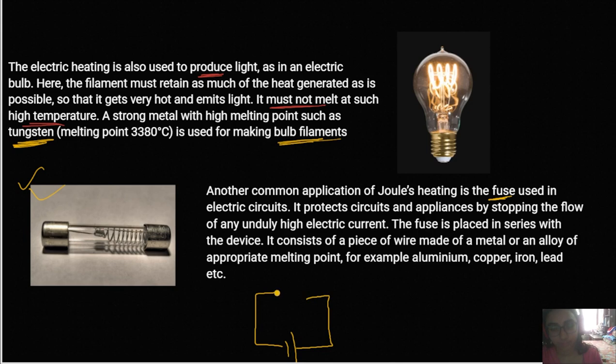So for example, what happens is that sometimes, if I tell you that this is a circuit and this is a bulb and current is flowing, sometimes it so happens that for some weird reason another circuit is formed like this.